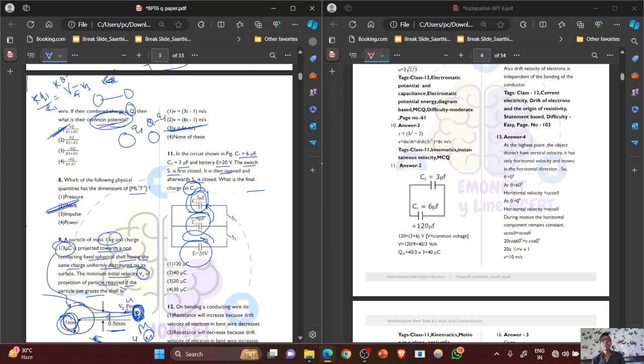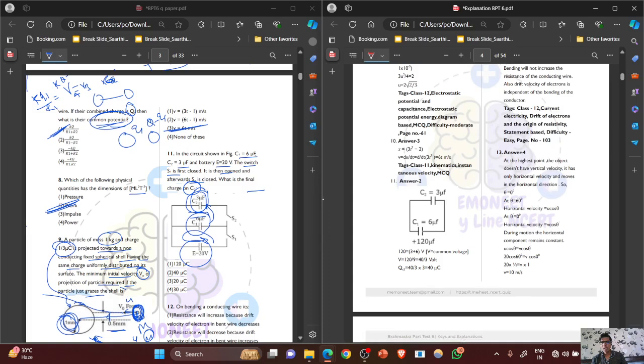Thereafter what happens? We open S1 and close S2. Then this fully charged capacitor C1 will charge C2. It will charge up to the time at which their potentials become equal. This is the simple concept. Now you can see the calculation here.